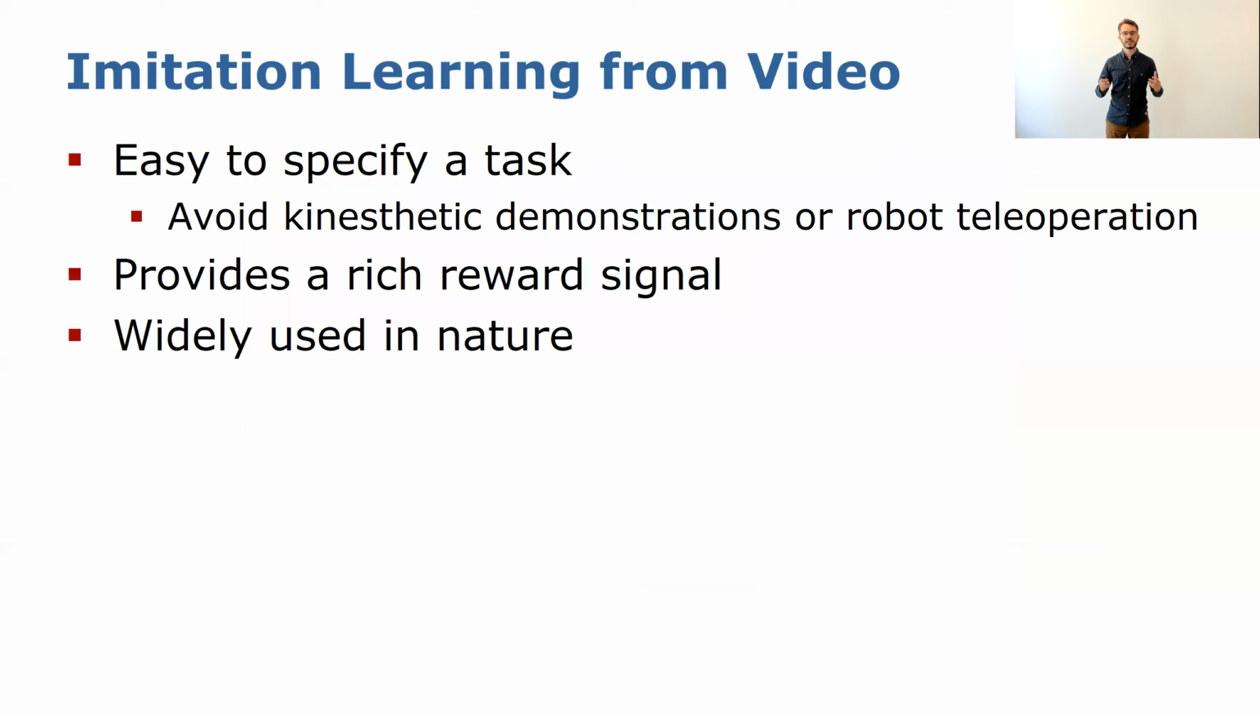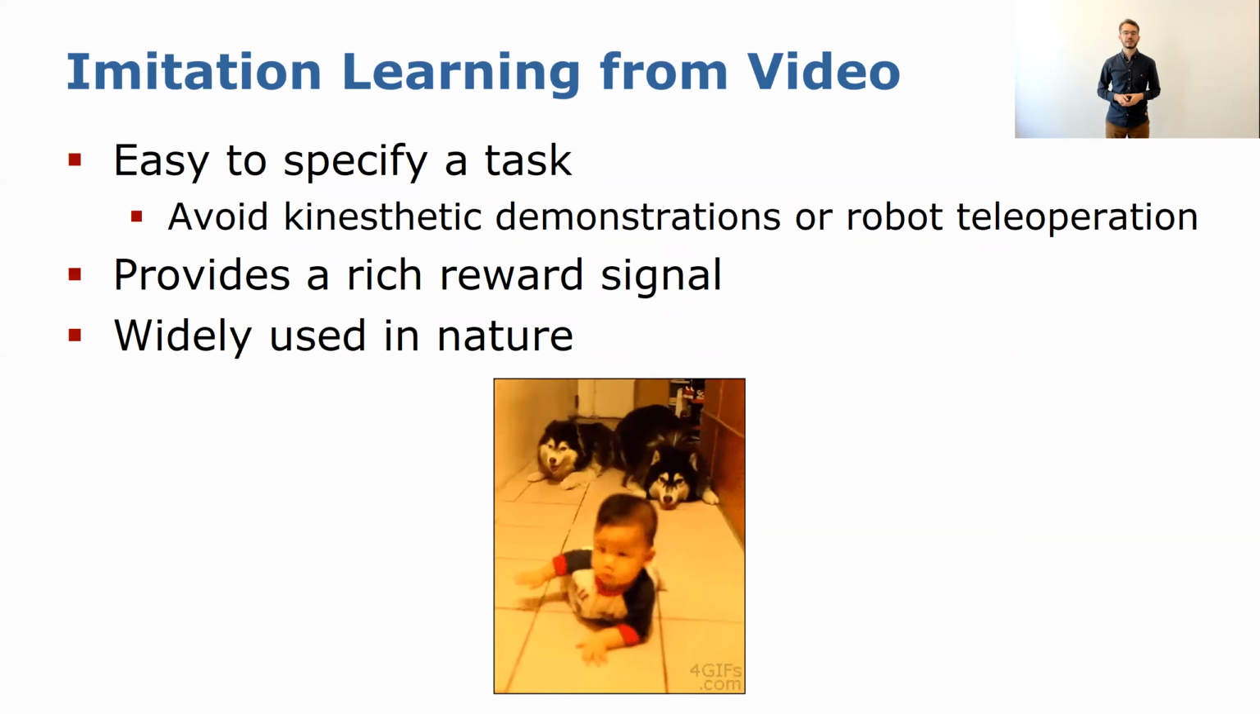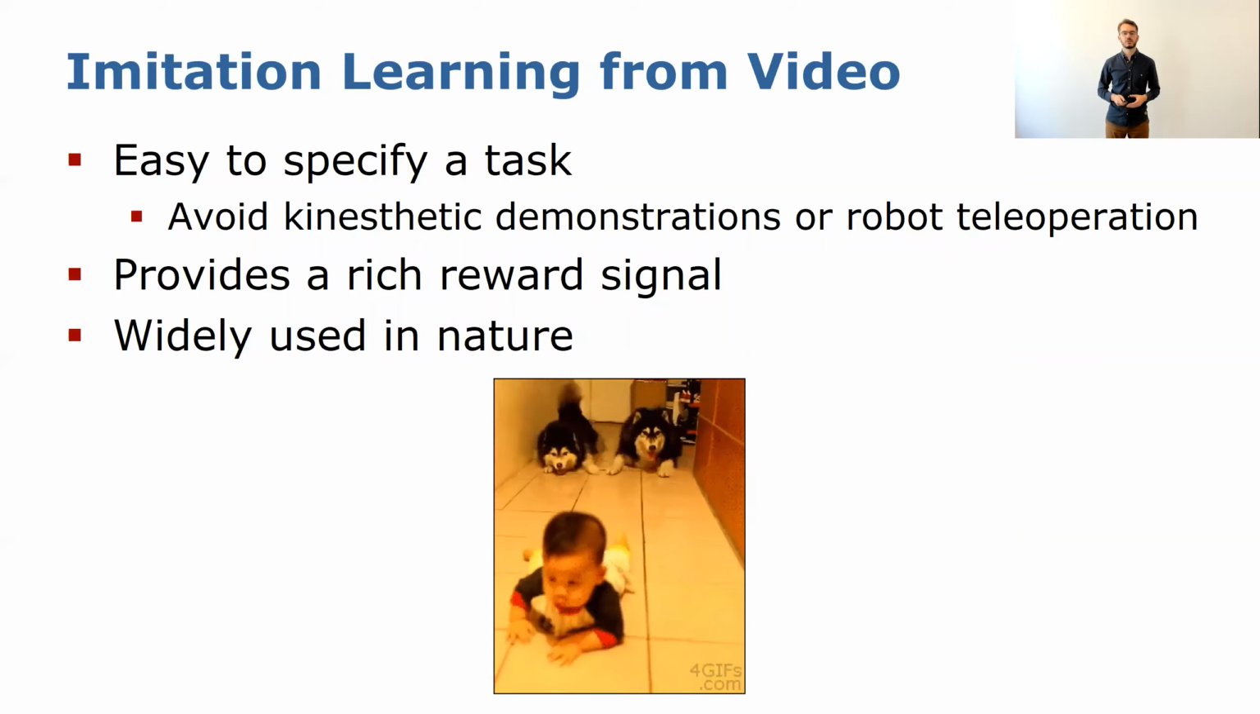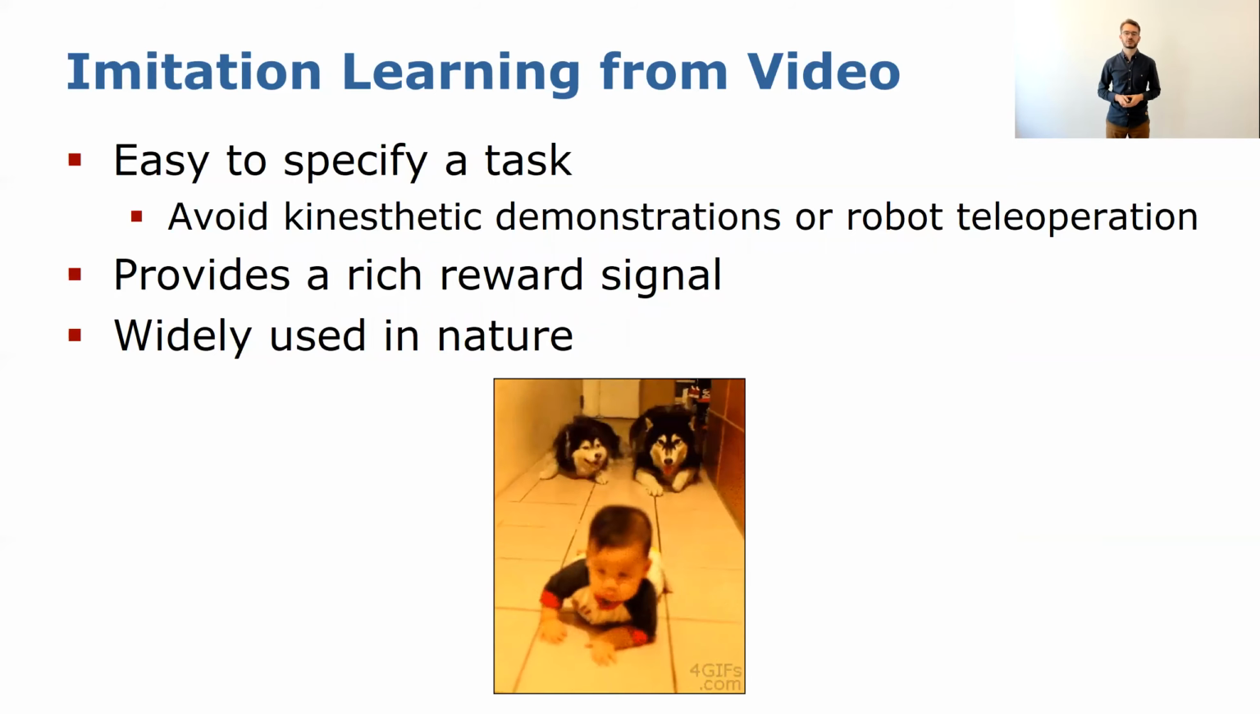We focus on imitation learning from video data as it provides several advantages. First, recording a video demonstration is a very easy way to specify a task. It can help reduce human teaching effort to robots by avoiding expensive kinesthetic demonstrations or teleoperation of robots. Second, it provides a very rich reward signal to know how good you are doing. And third, it is widely used in nature to reduce expensive exploration, as you can see in this example, where the dogs observe and imitate a toddler's crawling.